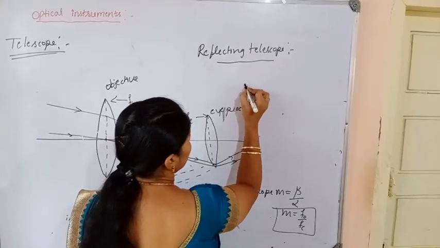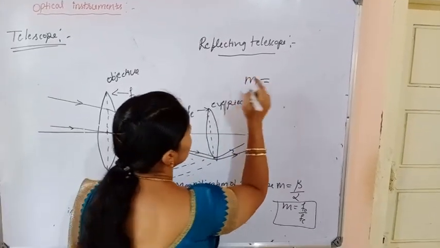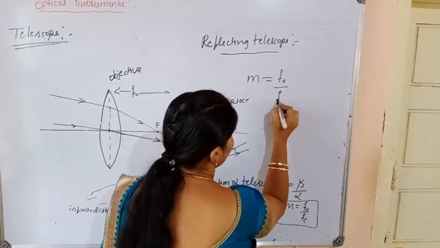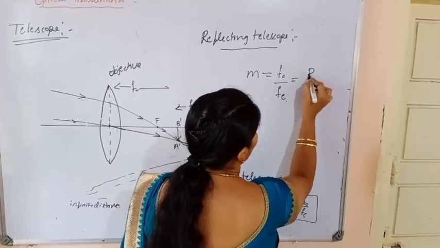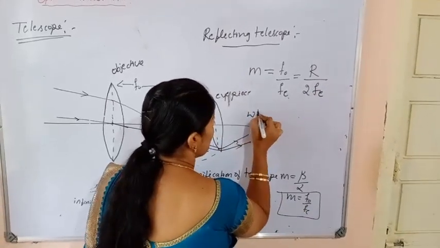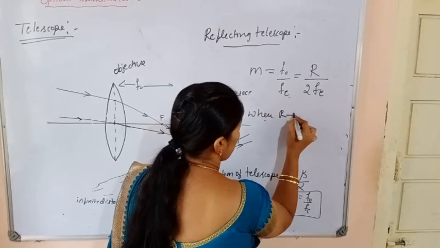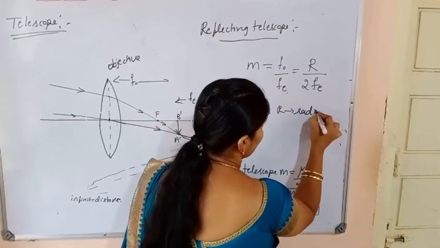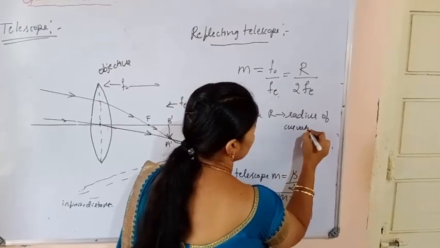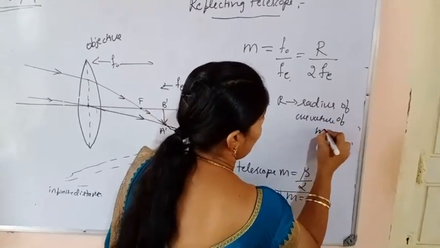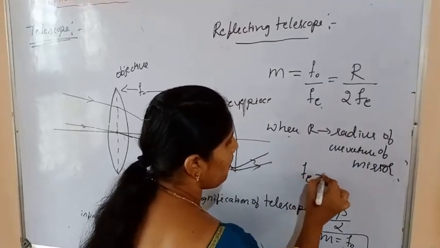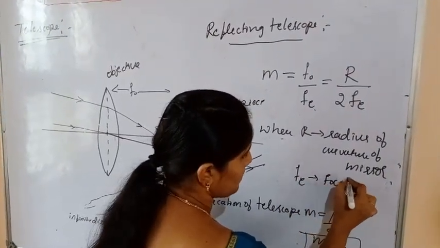So the formula for magnification power of this reflecting telescope is given by M is equal to Fo by Fe, that will be equal to R by 2Fe, where R is the radius of curvature of the mirror, and Fe is the focal length of the eyepiece.